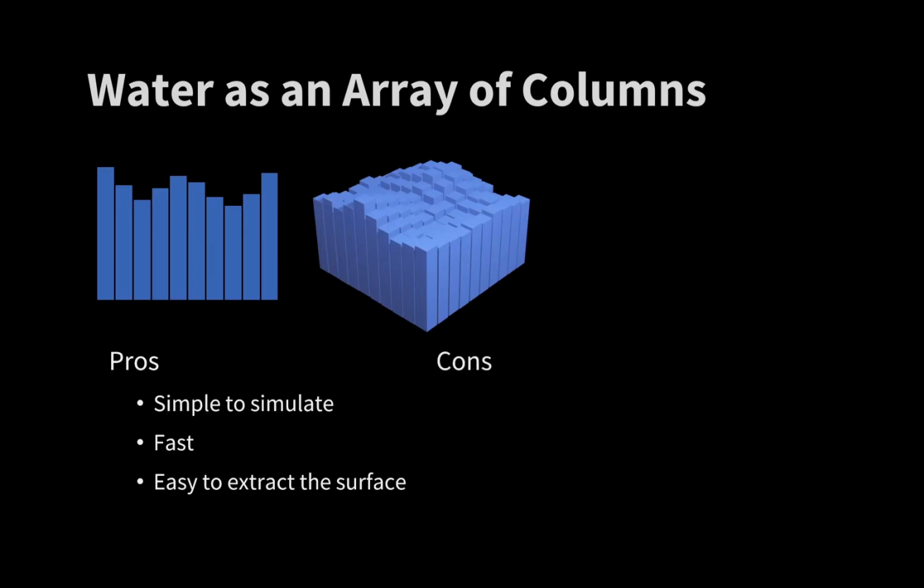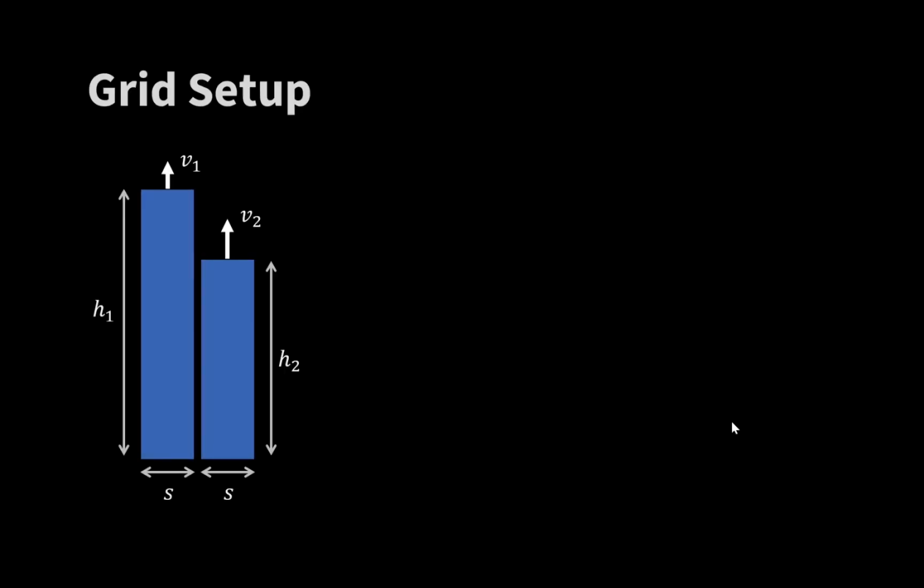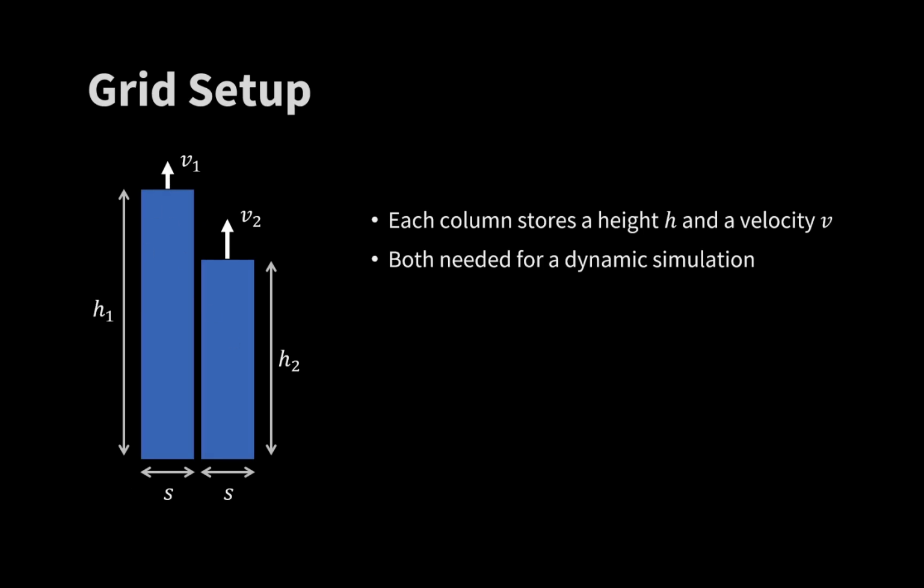There are also a few disadvantages. We cannot simulate overturning waves, and we don't get splashes. We can, however, add this effect by using an additional particle simulator. The grid setup is very simple. Each column stores a height and a velocity. Both the height and the velocity are needed to get a dynamic simulation. We use the same width S for all the columns.